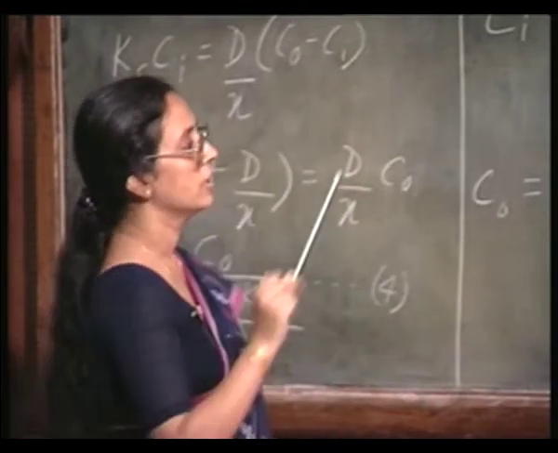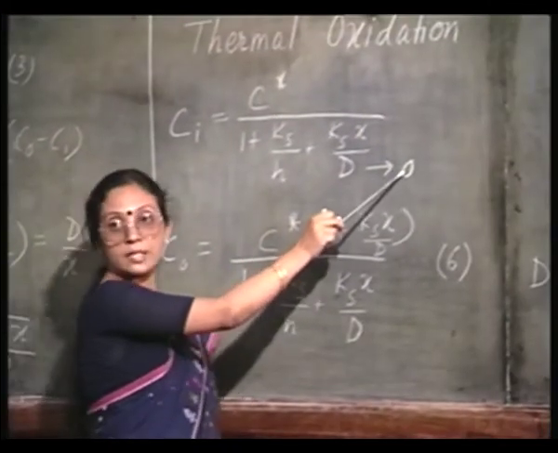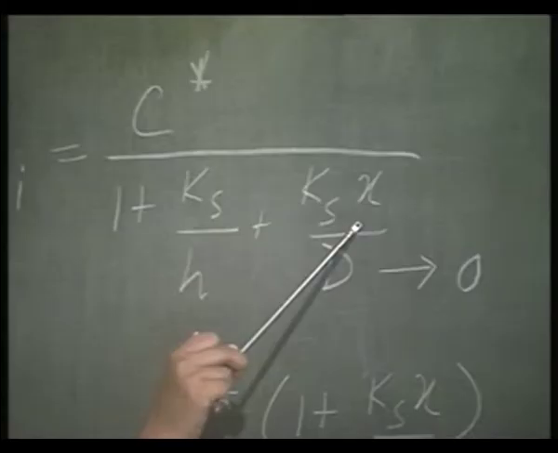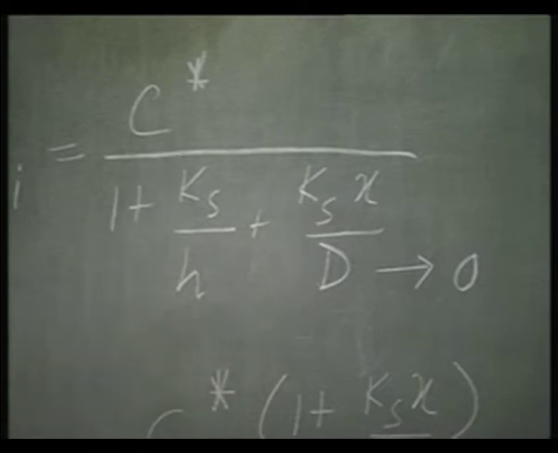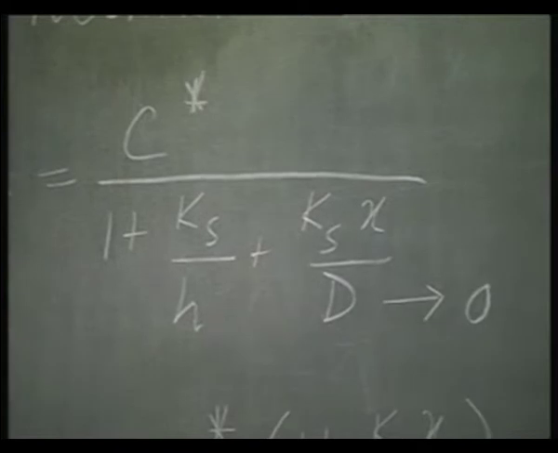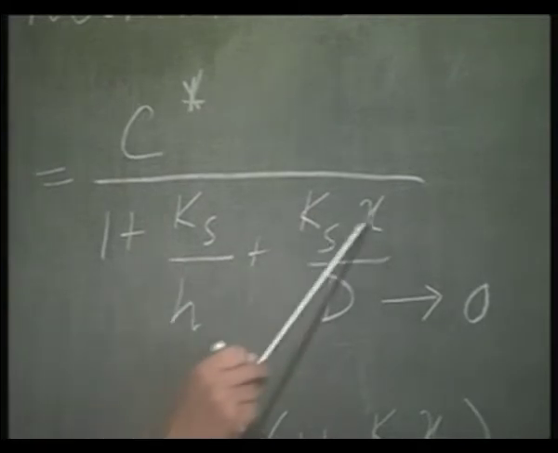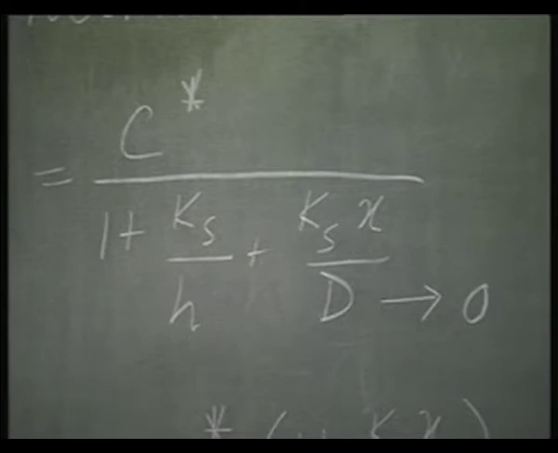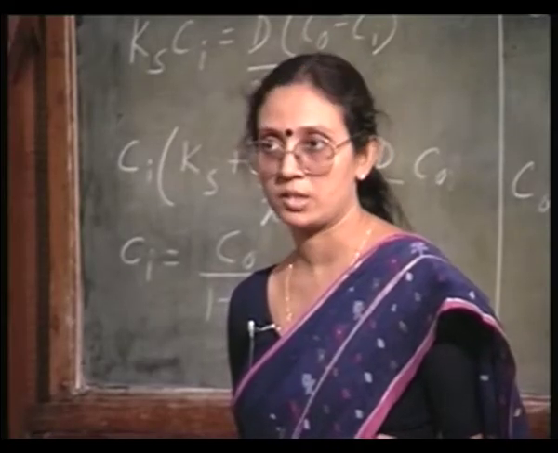You see, in this case I have taken D tending to 0, I could have achieved the same thing by assuming x tends to infinity, right. Basically the point is this factor x by D is becoming very large. Agreed? So, physically speaking, this is the diffusion limited regime of oxidation.